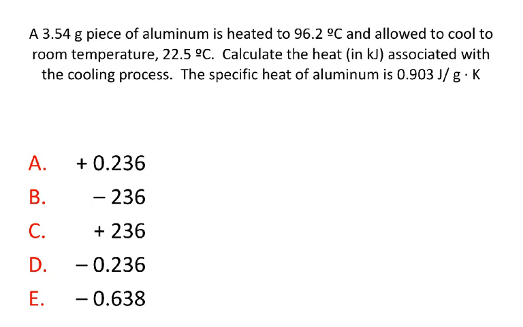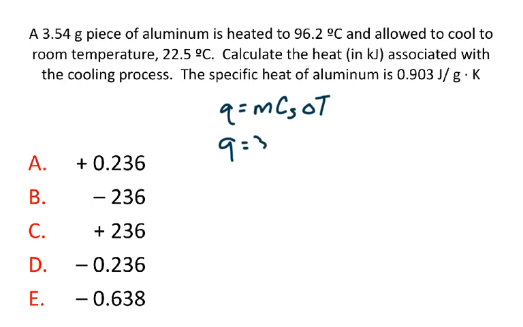One more practice problem for you. A 3.54 gram piece of aluminum is heated to 96.2 degrees Celsius and allowed to cool to room temperature, 22.5 degrees Celsius. Calculate the heat in kilojoules associated with the cooling process. The specific heat of aluminum is 9.903 joules per gram times Kelvin. So our Q is mass times the specific heat times our change in temperature.